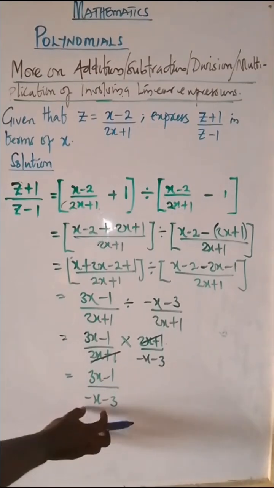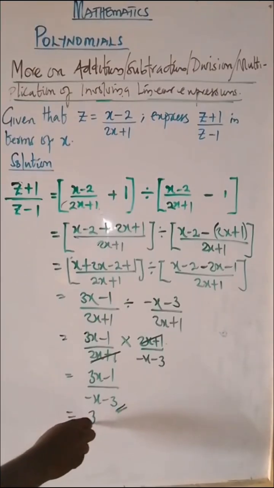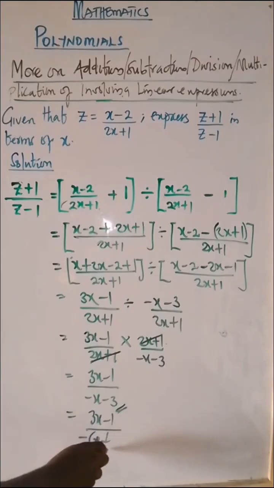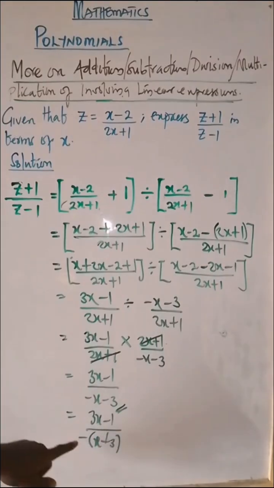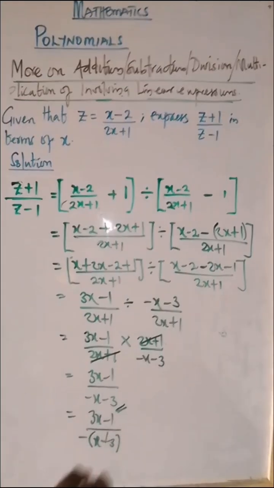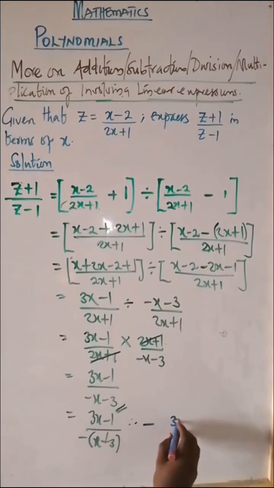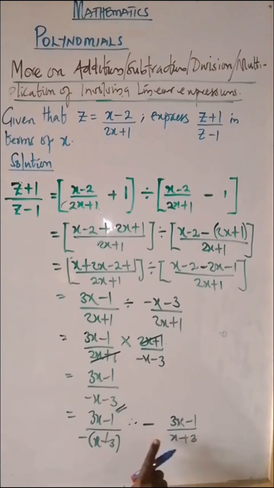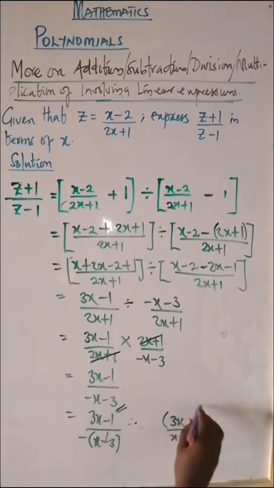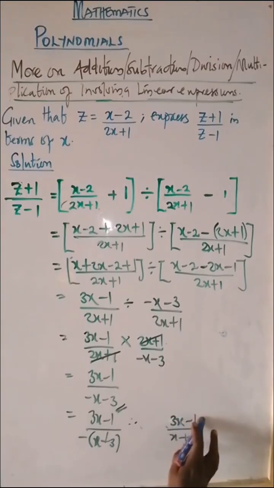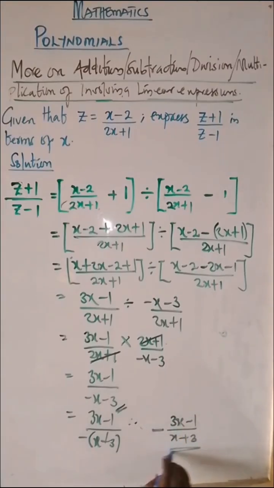Or if you notice, minus is common here. So you can still say this is 3x minus 1 over, if I factorize minus out, this becomes x plus 3, because the minus is for both x and 3 and is now out. And this minus, we can still bring it up here. So you can see our final answer is minus 3x minus 1 over x plus 3. The minus here, we can also bring it here. You can also write it this way. The same thing. You can put it here, it's the same. So this is our final answer.